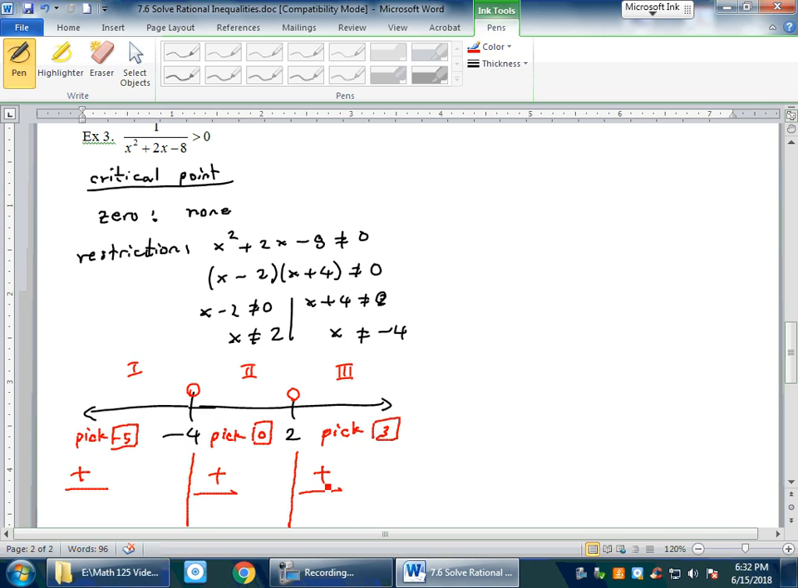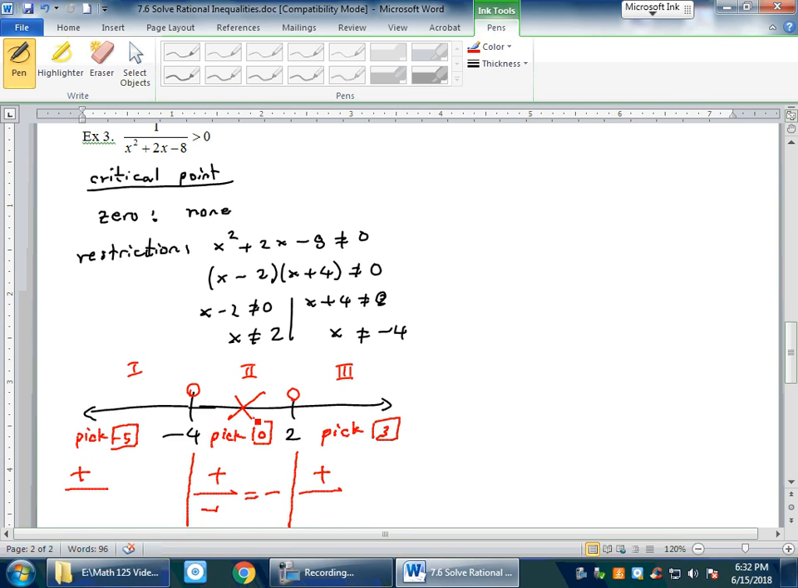Let's check the easy one first, which is the interval number 2. When I substitute 0 into the denominator, 0 squared is 0. 2 times 0 is 0, so I will be left with a negative result. So positive number divided by a negative number is a negative. And then we know that a negative number cannot be greater than 0, so this cannot be solution.